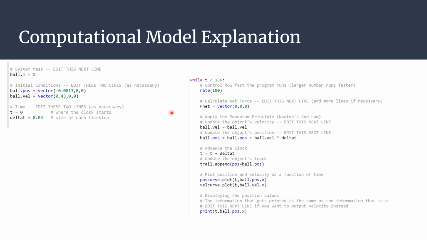We then go into the F-net section where the F-net is 0, 0, 0, as the point of this lab is that the force is constant. We then get to ball velocity equals ball velocity, and this was done because the velocity is constant, so it does not change. Finally, we get to the position update formula where we use the initial position plus the ball's velocity times delta t, or the change in time, to update the ball's position in the graph. And using all of this, the computational model was developed.